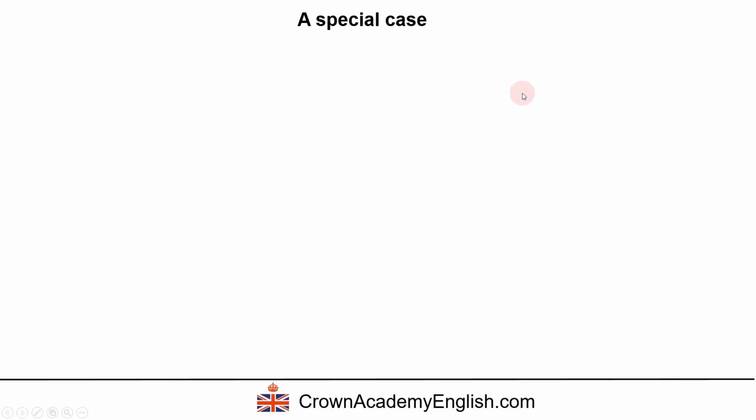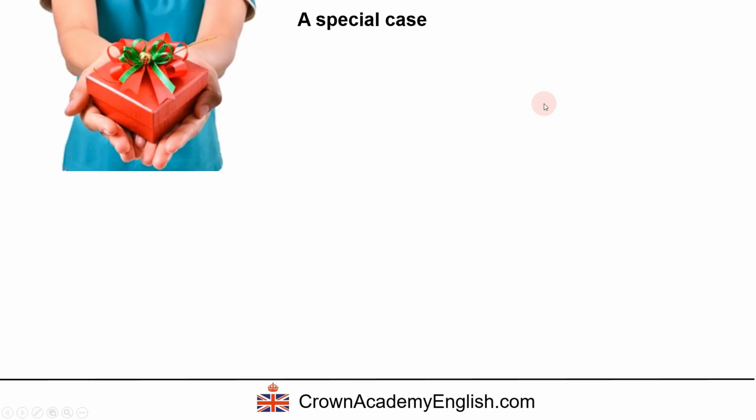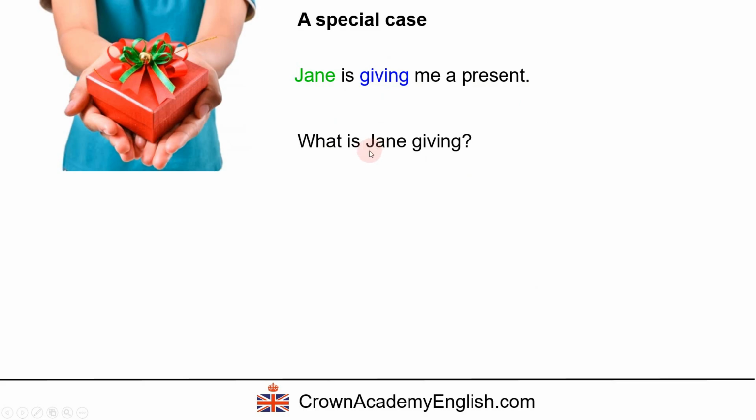We have a very special case here, and I will talk more about this in the next video, but I just want to introduce it here. Look at this sentence. Jane is giving me a present. Let's try to find the direct object. Let's ask our question. What is Jane giving? And the answer is a present. That is the object that she is giving. Therefore, this is the direct object, present.